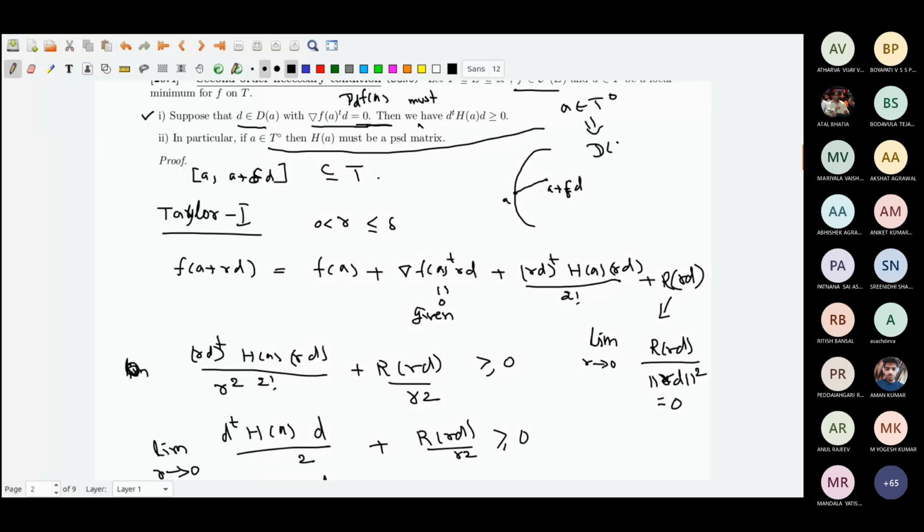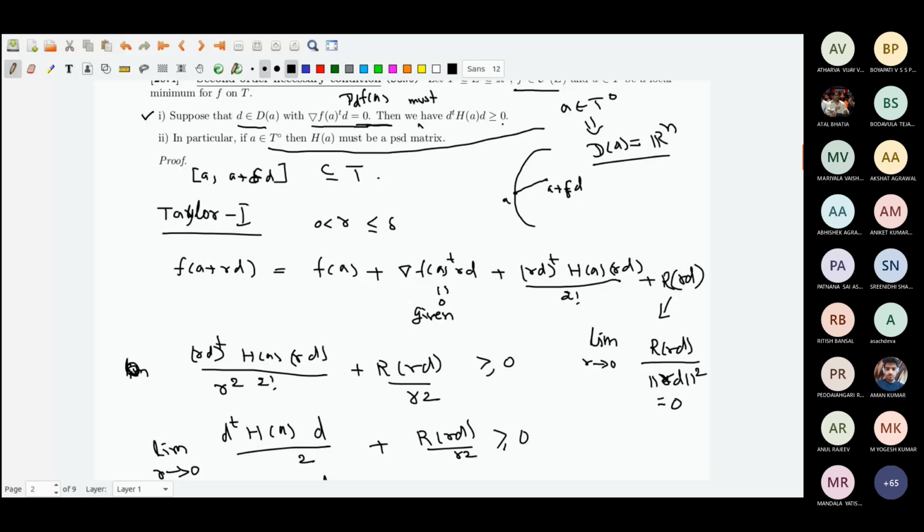So all possible directions are available there. It basically says that for all non-zero directions, D transpose HA D is greater than or equal to 0. So for all possible directions, D transpose HA D is greater than or equal to 0. Does that make it positive semi-definite? No, not yet.